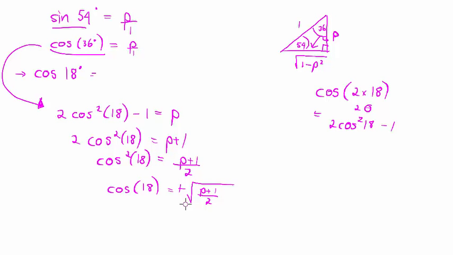Yes. Because 18 puts you in the first quadrant. Yeah, exactly right. 18 puts you in the first quadrant. Cos is positive in that quadrant. If this was something like 118, then I would have taken plus minus, but I would have taken the negative, because 118 puts me in the second quadrant, and cos in that quadrant must be negative. Does that make sense? Okay. Does it answer your question?